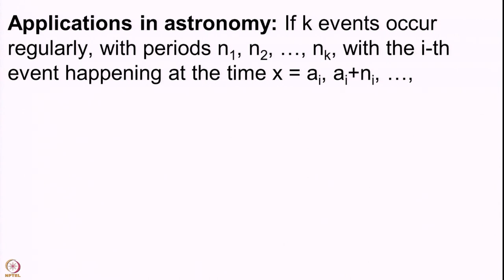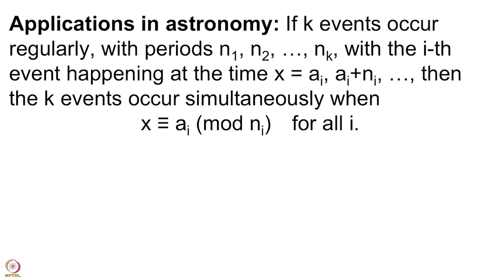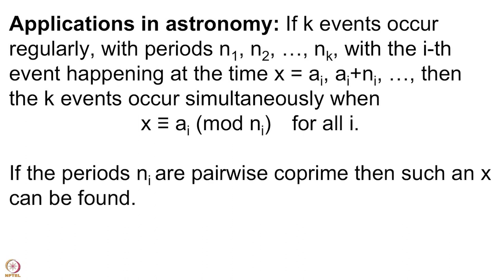So you have these k events occurring regularly with periods ni, and we assume that ai, ai plus ni and so on, these are the times when they are occurring. So when you go modulo ni, the occurrence is x congruent to ai. This is what we have, and then you would ask for the simultaneous occurrence of this. This was an event which was of interest to astronomers, when some particular set of events occur simultaneously. So this is solvable when you have these congruence moduli ni to be coprime. So if these periods ni happen to be pairwise coprime, then of course such an x can be found.